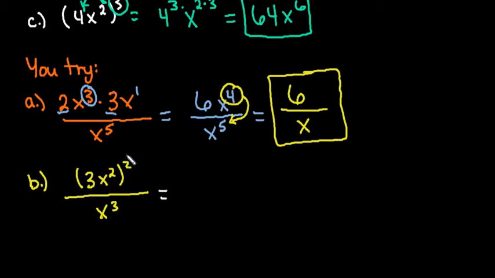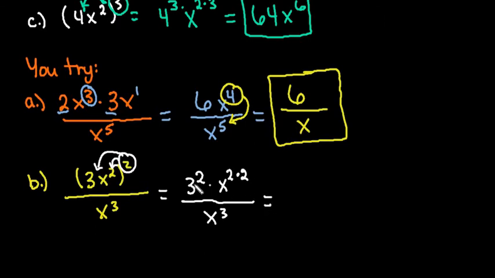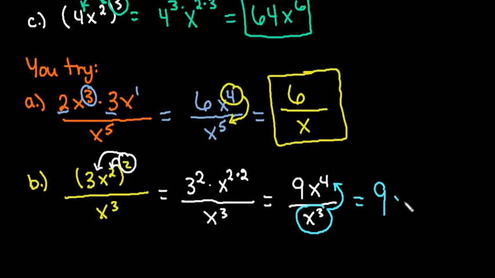All right, for the last one, you're going to square both values inside. So I really have 3 squared times x squared squared, or x to the 2 times 2, all over x cubed. Now if I simplify, 3 squared gives me 9, x to the 4th, over x cubed. Since x cubed is my smaller value, we would subtract the exponents. When I subtract the 2 exponents, I just end up with x, because 4 minus 3 gives me 1.